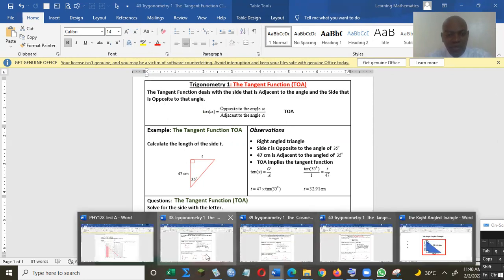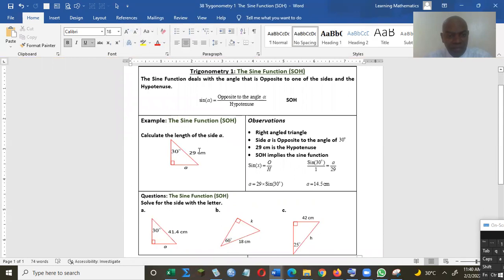So take, for example, you have a triangle. Here you have an example, and you have a side that's labeled A. You have the hypotenuse because it's away from the 90 degrees, 29 centimeters, and angle 30 degrees. And you are required to calculate the side A.